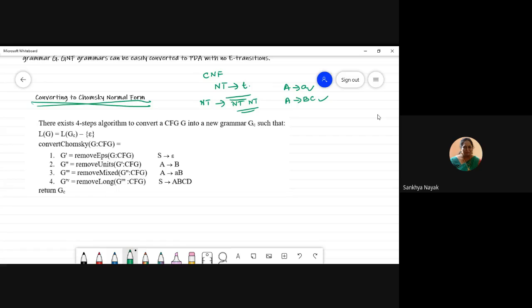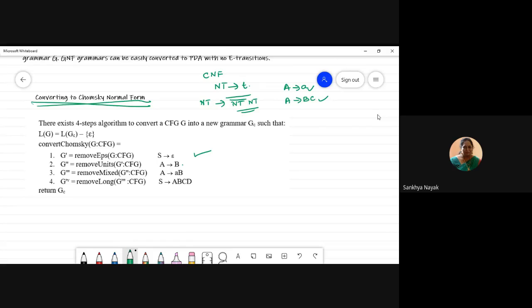Okay. So in this question, they will give you a grammar which will not be in Chomsky's normal form, and they'll ask you to convert it into Chomsky's normal form. To do that, the first step is to remove epsilon productions. We have already learned how to remove epsilon productions.